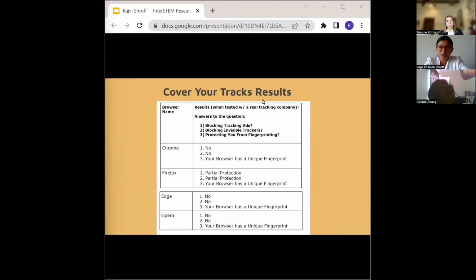All right, so what were my findings? With Cover Your Tracks, the data shows that with all 4 browsers, the user will have a unique browser fingerprint. And the more unique the fingerprint is, the more trackable a user is. So it's worse for privacy. However, Firefox was the only one that provided partial protection against tracking ads and invisible trackers. However, the other 3 did not.